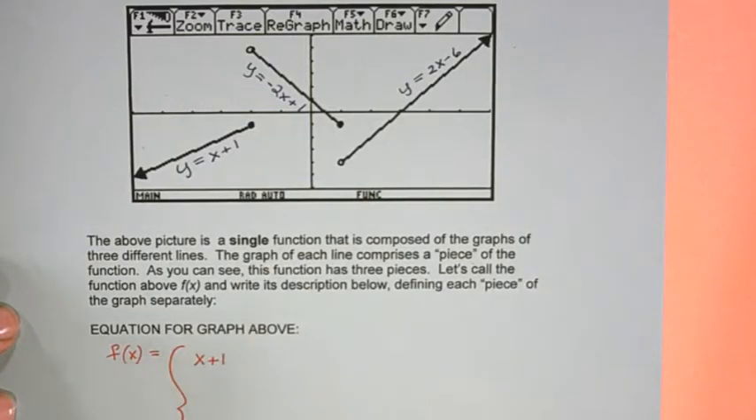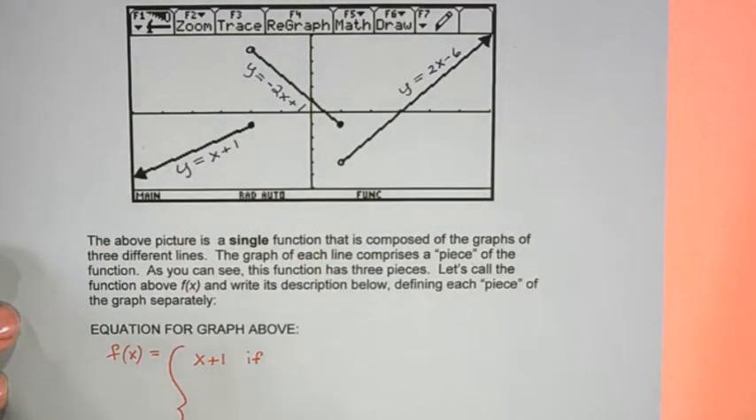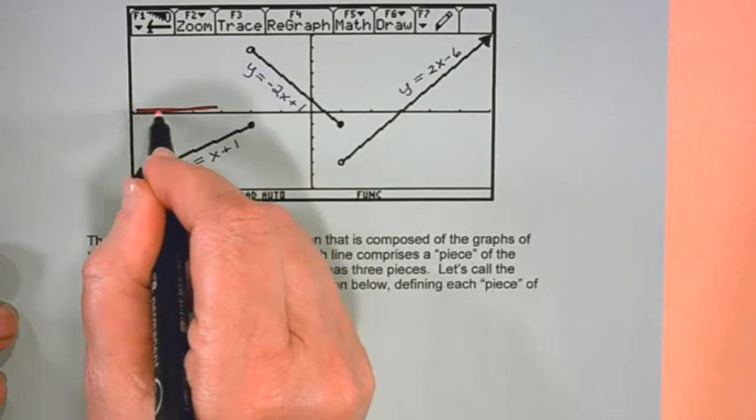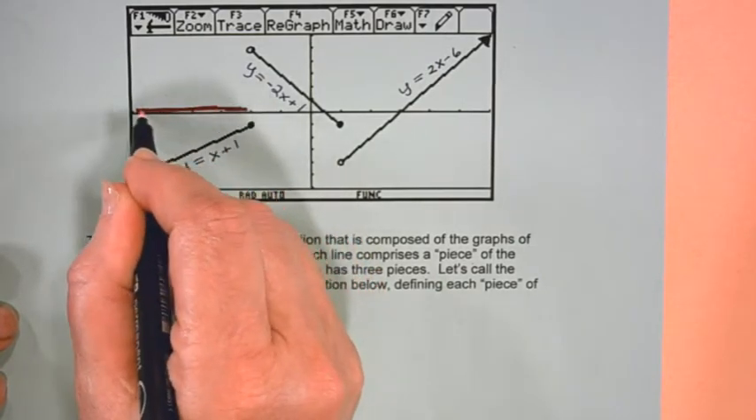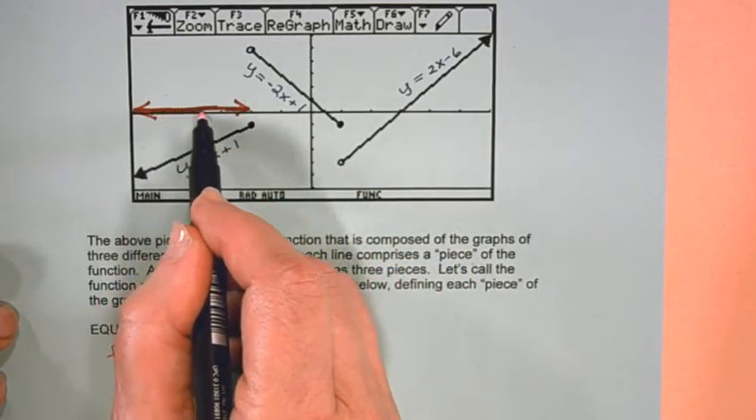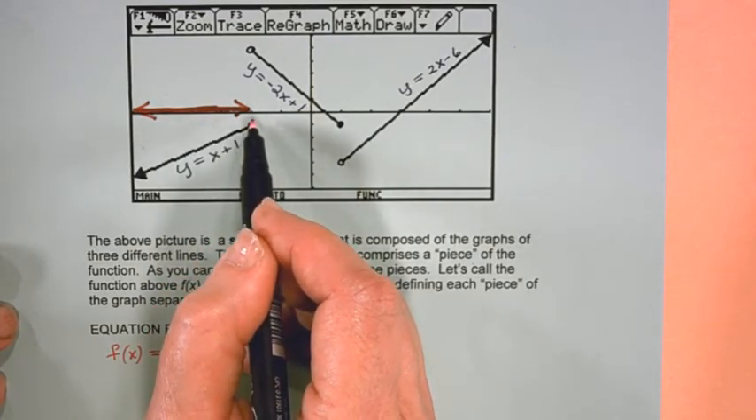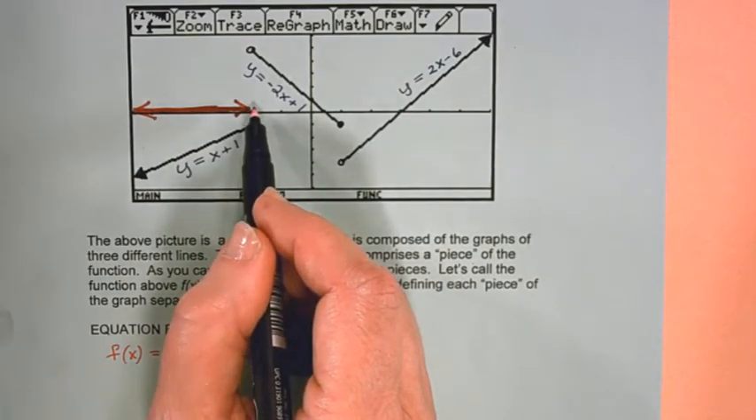So I'm writing the equation first. And now I'm going to write the word if. And I'm going to describe the portion of the x-axis that the equation x plus 1 lives on. So let's go back up and look at the graph. And the portion that I'm going to be looking at right here is all along the x-axis up to here. The portion of the x-axis that this first line lives on goes up to the point where it stops. And that point right there is -2.